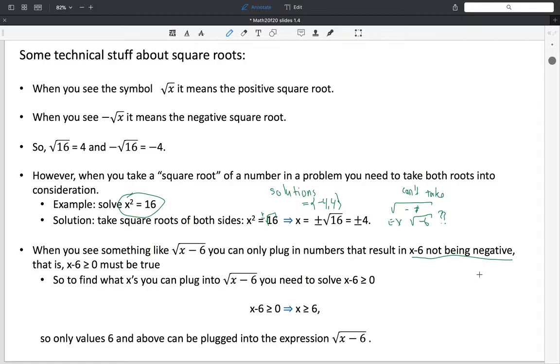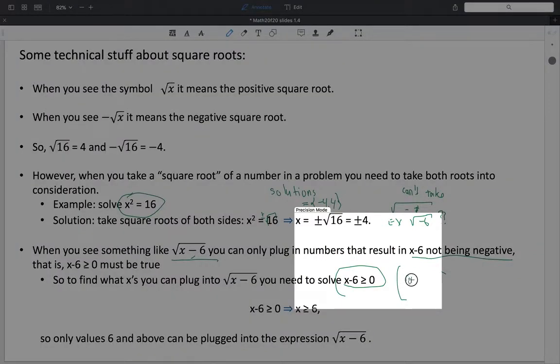Okay. So when you need to find the domain of that function, here's what you would do. You'd find out what x's you can plug in. You need to solve this, because this means it can't be negative. It's 0 or above.